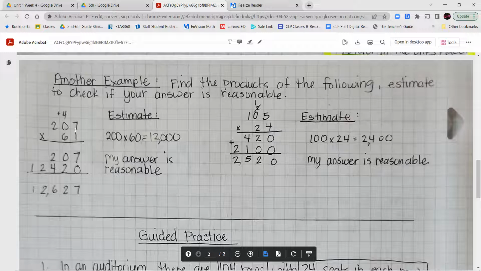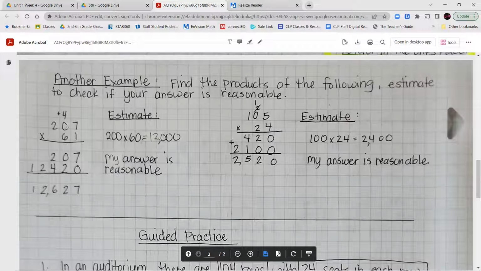1 times 7 is 7. 1 times 0 was 0. And then 1 times 2 was 2. Then I put my 0 placeholder and I began with the 6. 6 times 7 is 42. So I put my 2 and I carried my plus 4.